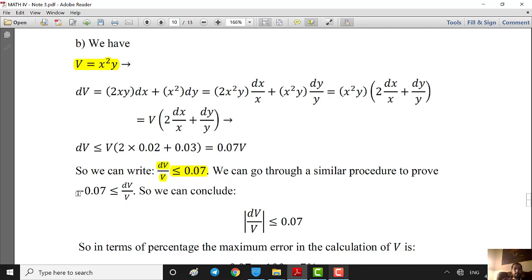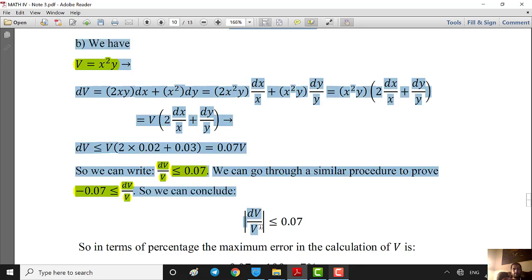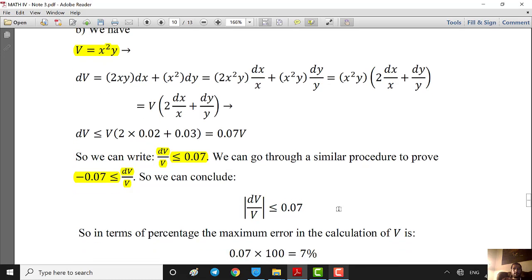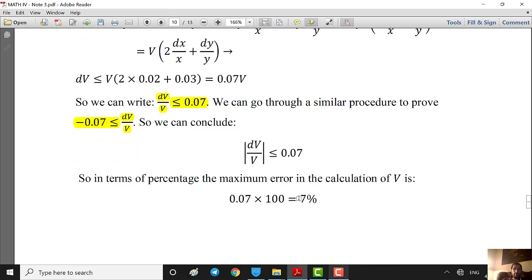In a similar manner, we can prove that dV over V is bigger than minus 0.07. So the absolute value of dV over V is smaller than 0.07, which is 7%. Yes?